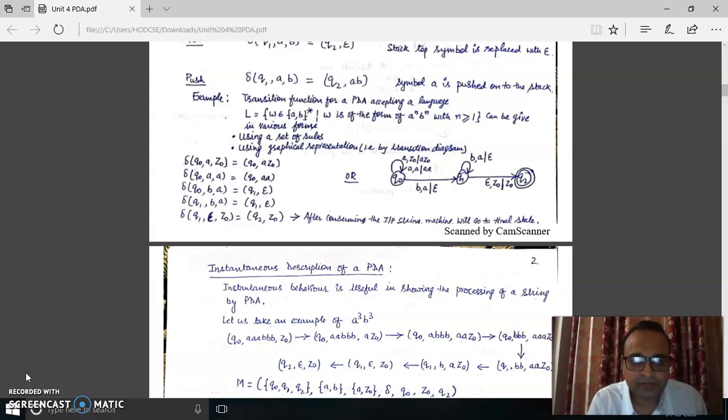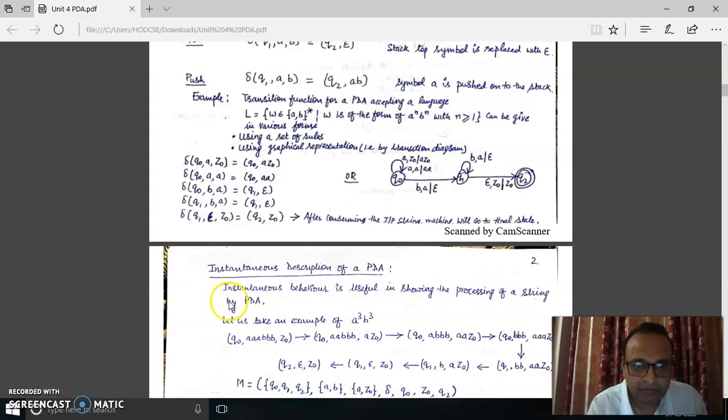Dear students, let us start with a very basic example of PDA, that is pushdown automata. The first example of PDA is a very basic example, that is a^n b^n. It means we are asked to design a PDA which can accept the language a^n b^n where n is greater than or equal to 1.